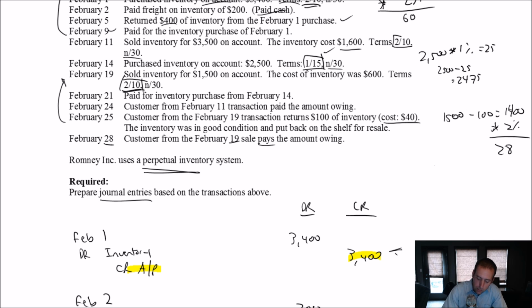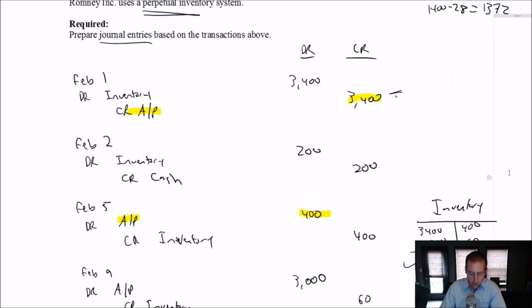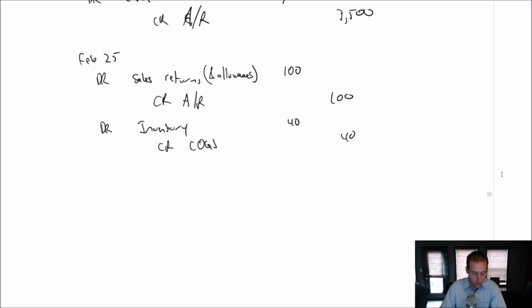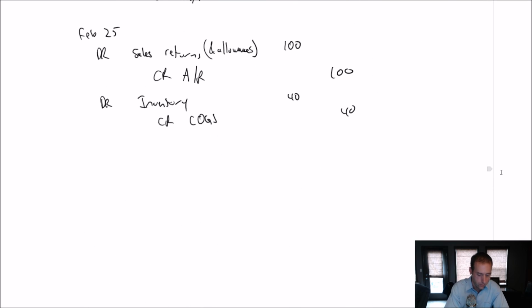So how much are they going to pay us? Well, they owed $1,400. They got a $28 discount. $1,400 minus 28 is $1,372. I always want to know what we're going to get paid or what we're going to be paying. So we're getting paid here $1,372. Debit cash, $1,372.